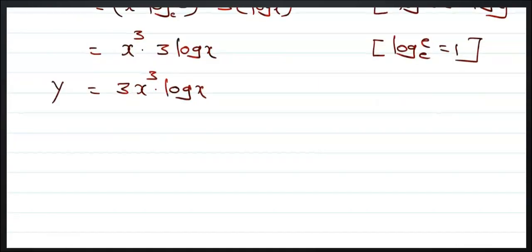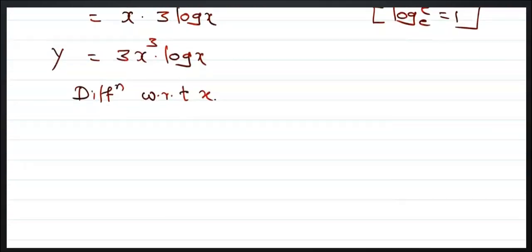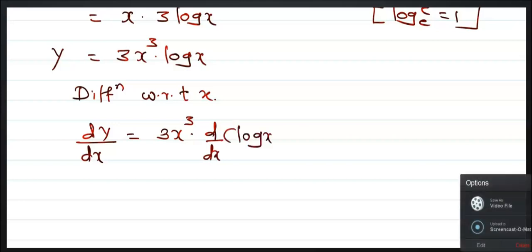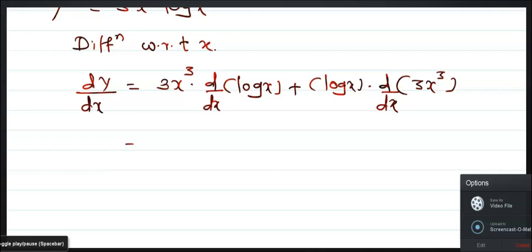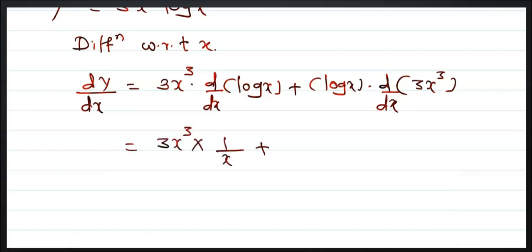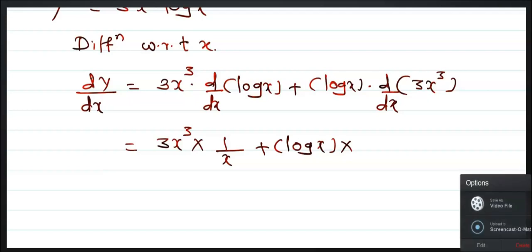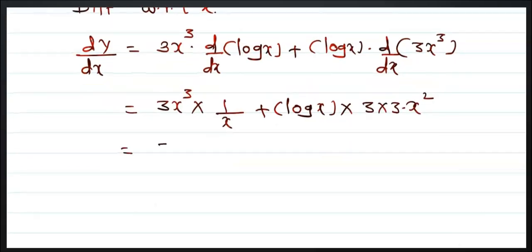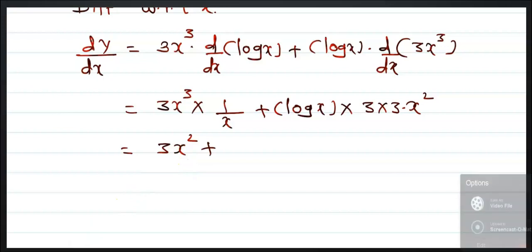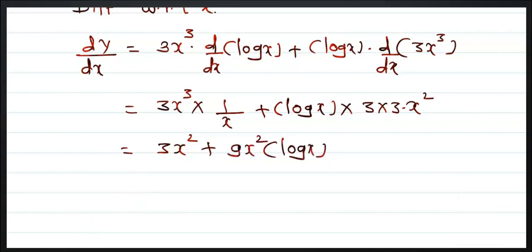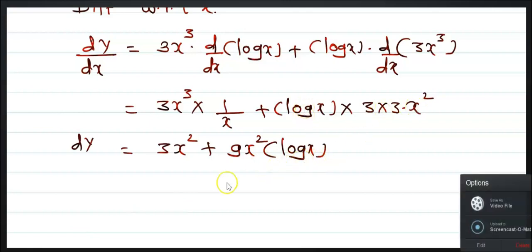Now differentiate with respect to x. The derivative of 3x cube log of x is 3x cube, derivative of log of x is 1 upon x, plus log of x as it is, d/dx of 3x cube. Derivative of log of x is 1 upon x. That is 3x cube into 1 upon x, plus log of x into 3 into 3x square. Now here is x cube upon x. X gets cancelled. You will get 3x square. That is 9x square. This is 9x square into log of x.